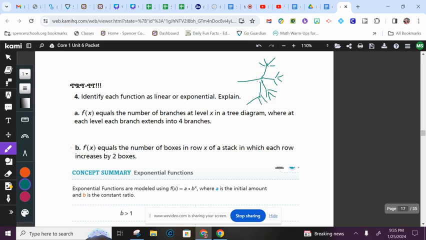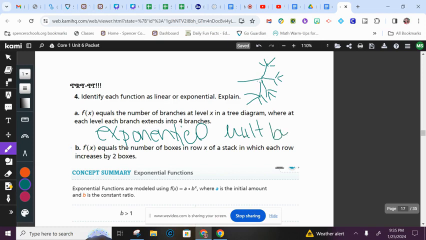Ooh, that's some beautiful branches going on there. An exponential idea because you're multiplying by 4 each time. So this is exponential because you are multiplying. Sorry, I'm just going to shorthand this because it's pretty hard to write with my finger here. By 4. Or you can say something about the constant ratio, a is 4.